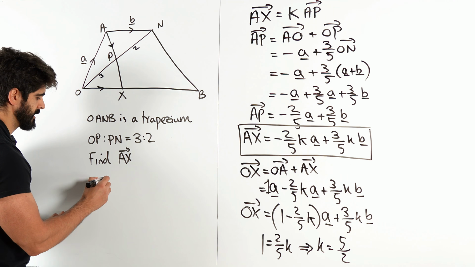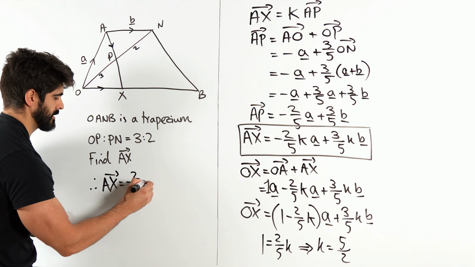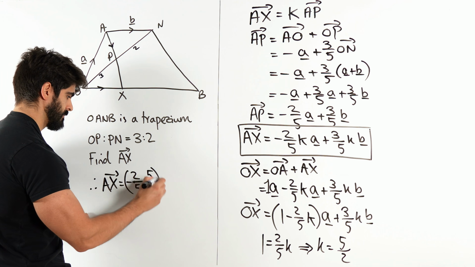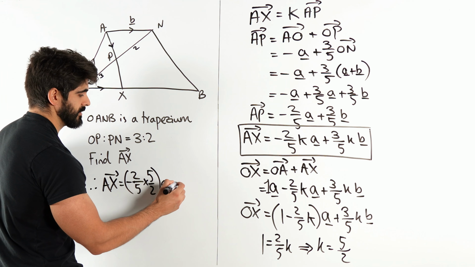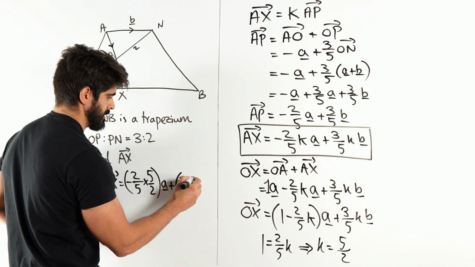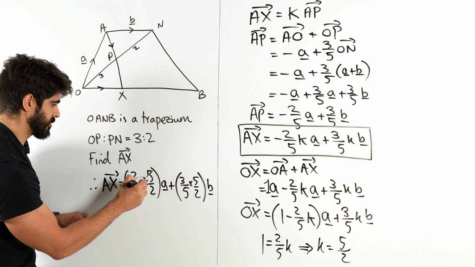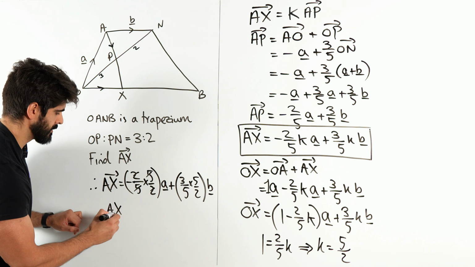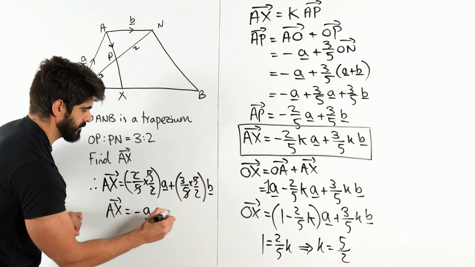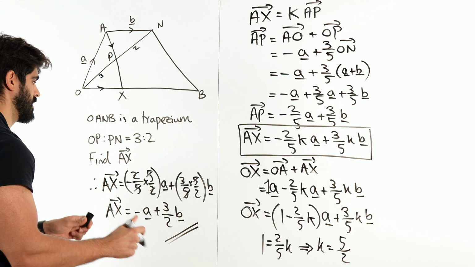So therefore, AX is minus 2/5 of K, which was 5/2, A, and 3/5 of K, 5/2, B. Here, these all cancel. We're left with negative A. Here, the 5s cancel. We're just left with 3/2 B. And that's my solution.